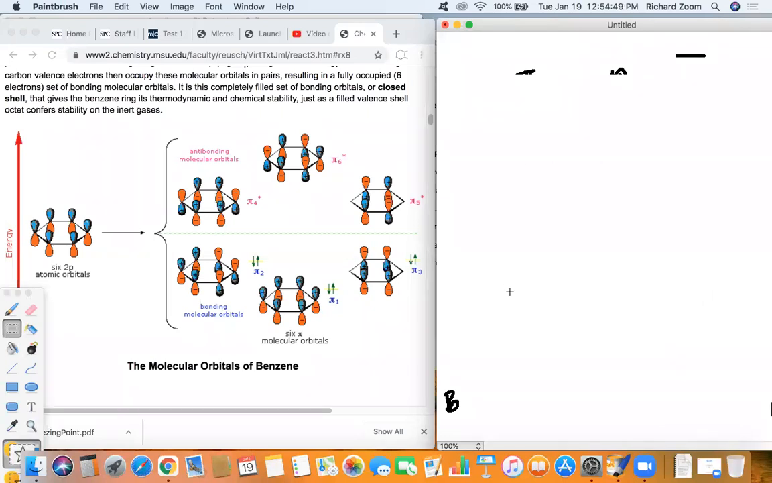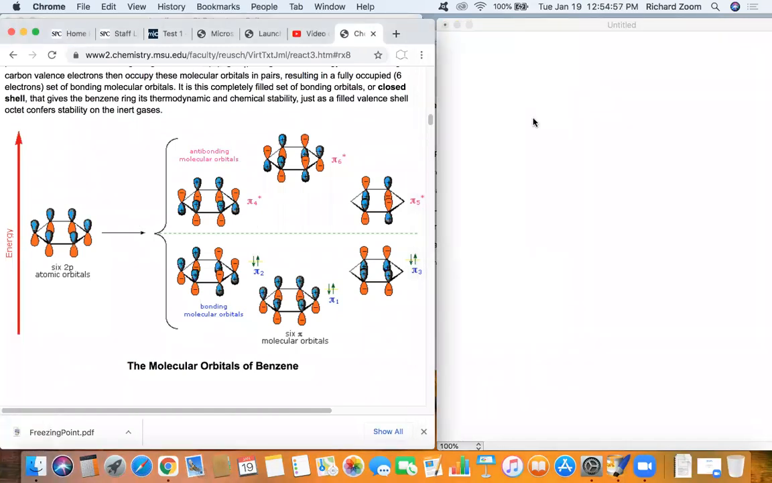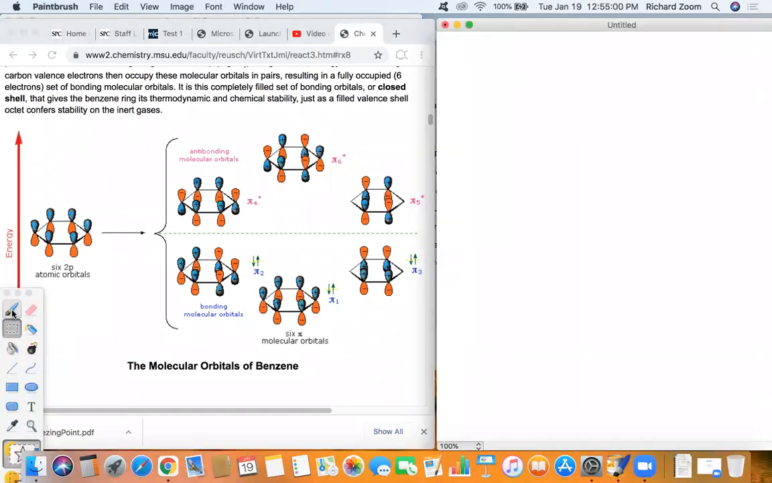All right, let's look at this case here of a 4-membered ring, and I want you to compare the two things that we end up with.